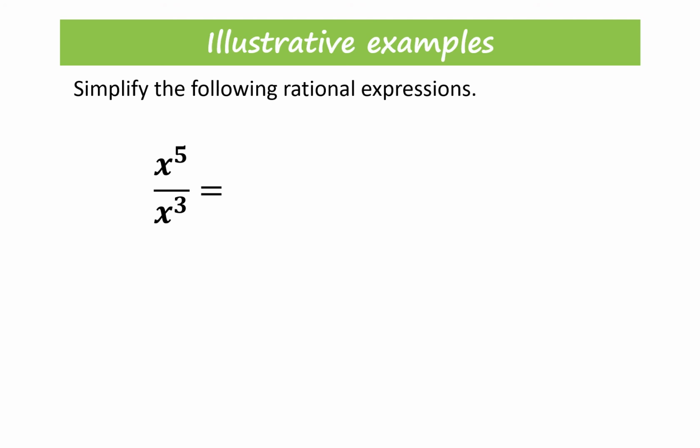We can apply the quotient rule, which is subtracting the exponent. So we have x. The common variable is x for the numerator and denominator. So we can just simply subtract the exponent, which is 5 minus 3. So final answer, that will be x raised to 2.